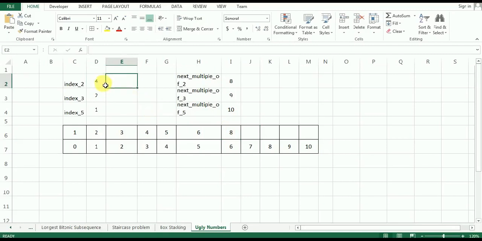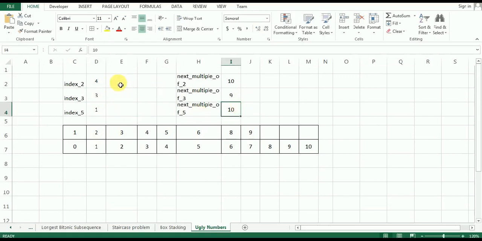Okay, 2 multiplied by value at index 4, which is 5, so I get 10 over here. 3 multiplied by value at index 2, so I get 9, and 10 is going to be there because 5 is going to be multiplied again with 2, which is the value at index 1. So I get 9 as the minimum value. I put 9 over here, I increment this value by 1.